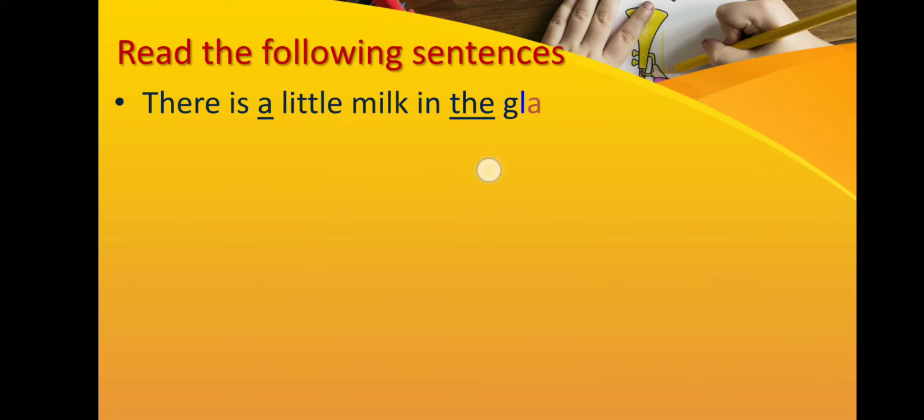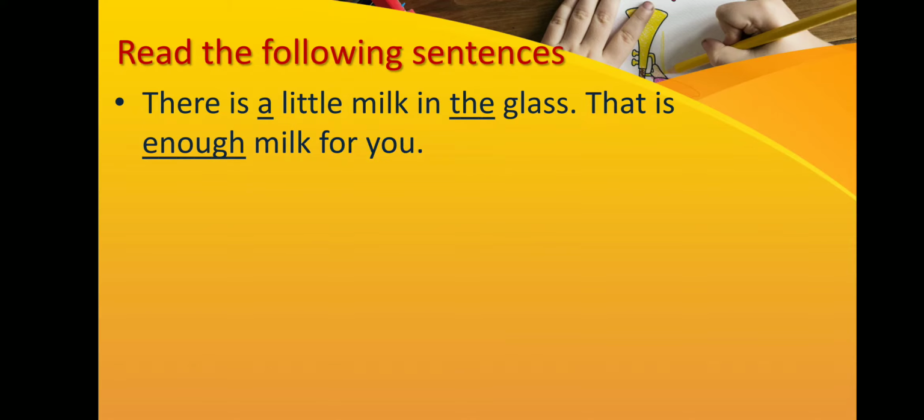Now read the following sentences. Sentence number 1: There is a little milk in the glass. So a and the both are determiners because both are placed before the nouns glass and milk. That is enough milk for you. Once again, milk is an uncountable noun and before that the word enough is placed. So this enough is a determiner.